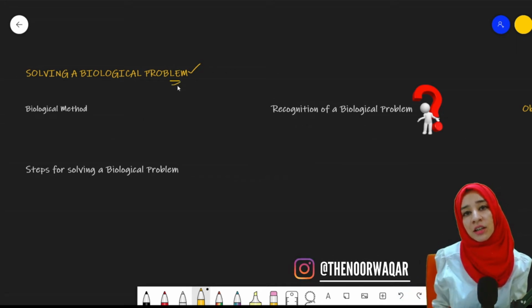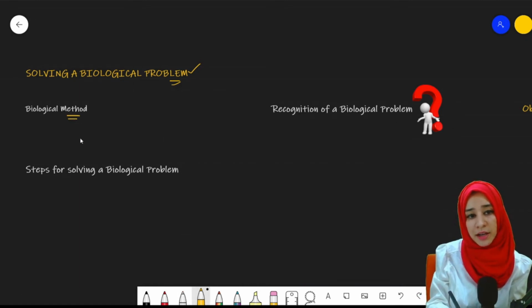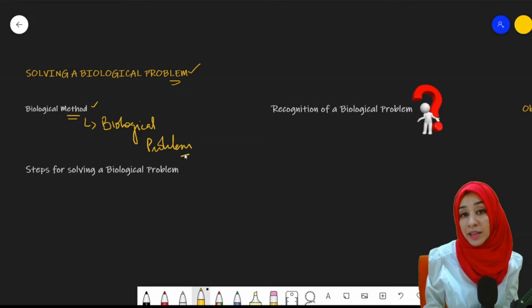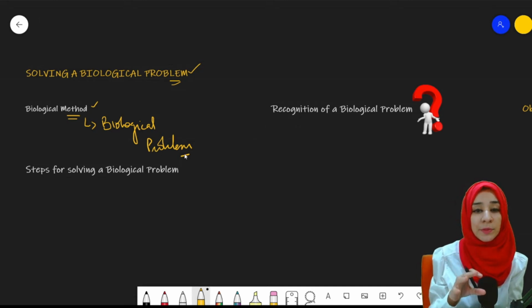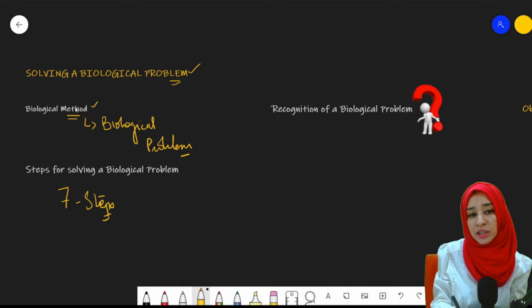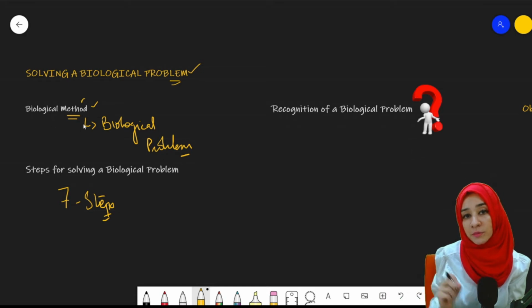Today we'll be starting a new unit, that is solving a biological problem. So the first thing that we have to understand is, what do you mean by a biological method? It is simply a method that is used to solve a biological problem. This method comprises a number of steps. There are a total of about 7 steps involved in this biological method, which is used to identify and then solve that biological problem.